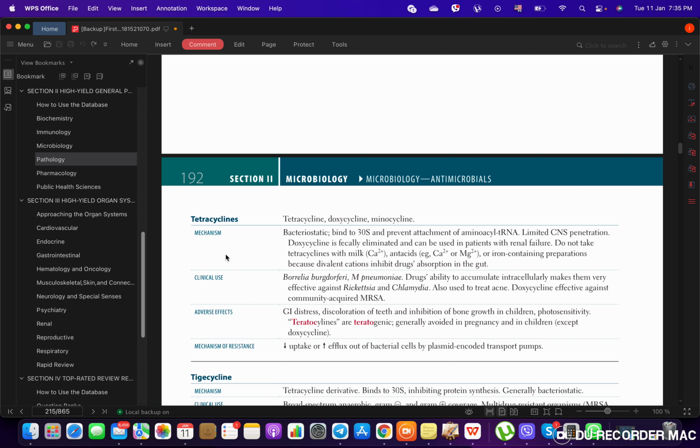Okay? So to make it simple, do not take tetracycline with milk and do not take it with iron containing substances. So clinical use: Borrelia burgdorferi, which is the cause of Lyme disease, Mycoplasma pneumonia as well. The drug's ability to accumulate intracellularly makes them very effective against rickettsial and chlamydial infections. Remember, they were the type 1 drug, doxycycline.